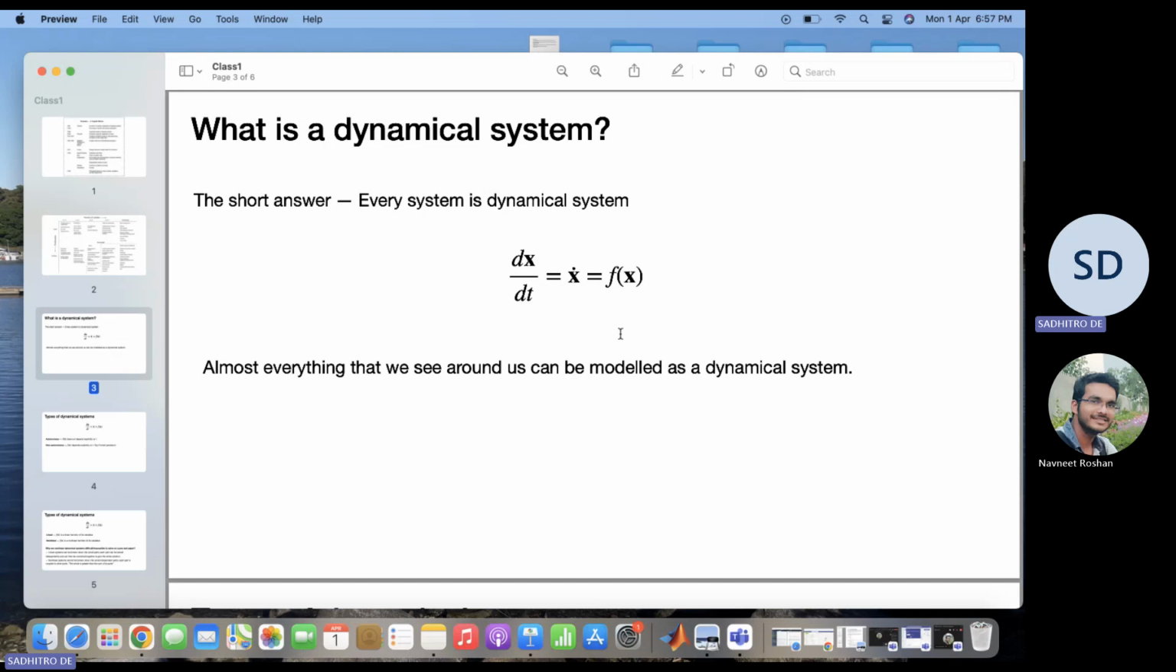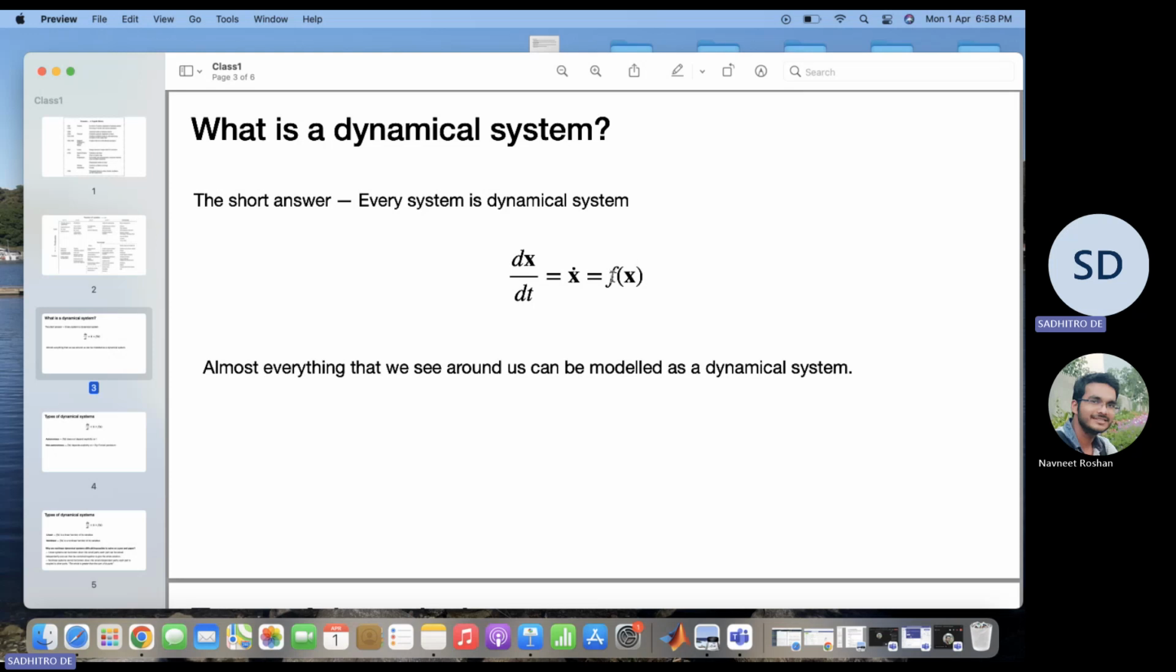x is basically a variable which describes a certain property of the system. It can be the position of the system, it can be the velocity, it can be any other characteristic of the system. For example, it can be the energy of the system as well. And how x changes with time is governed by this function, which is f of x.